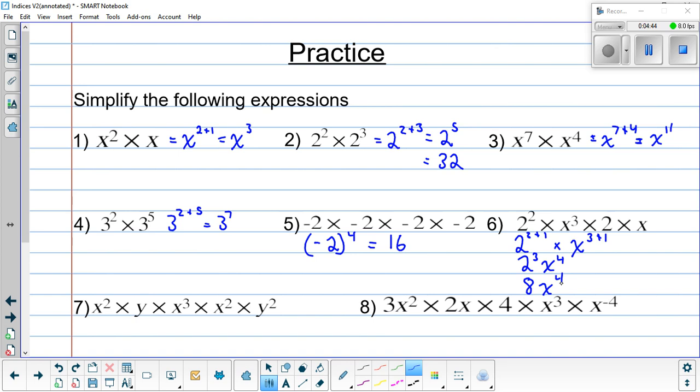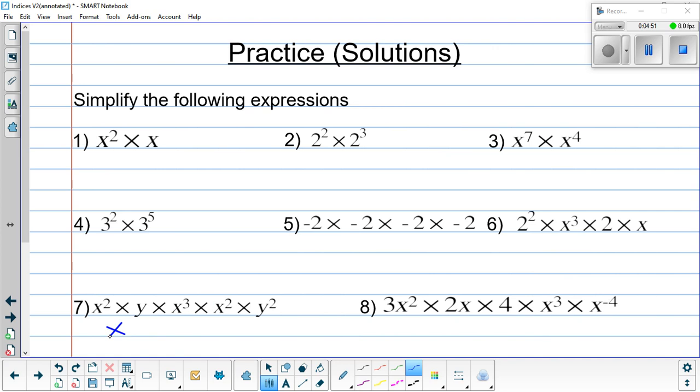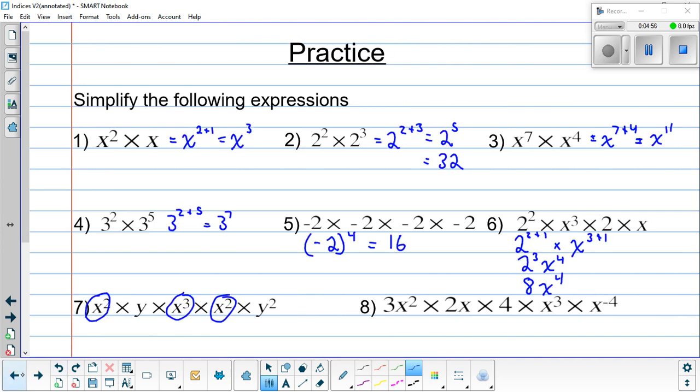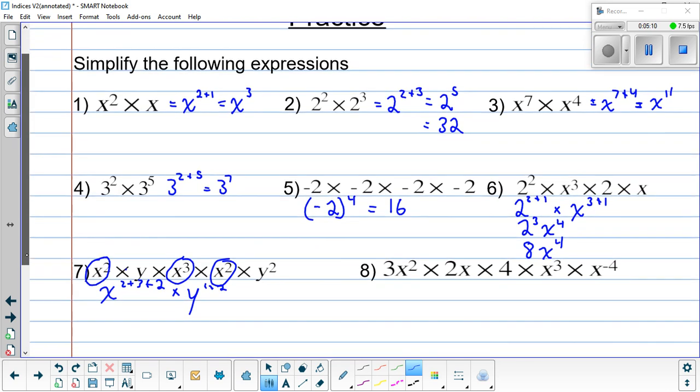Here, let's just look at our x's. We have x to the 2, x to the 3, x to the 2. So we're going to get x to the 2 plus 3 plus 2, times y to the 1 plus 2. So we'll end up getting x to the 7, y to the 3. Right? So we're just dropping all the multiplication signs.